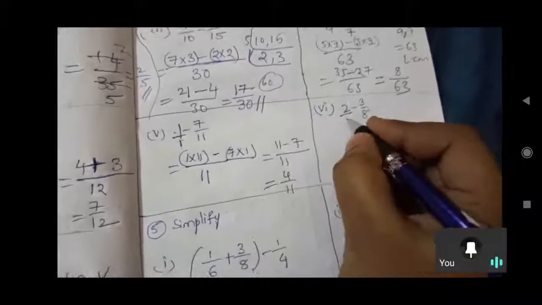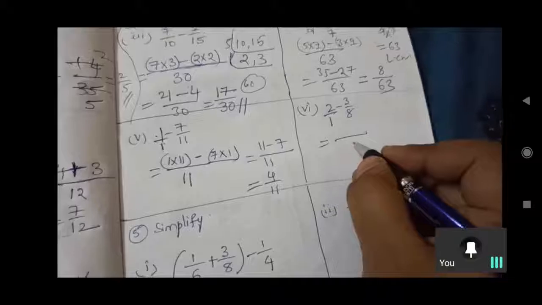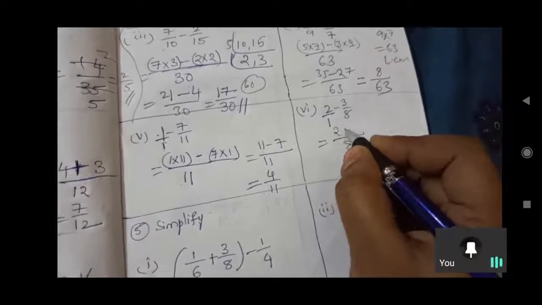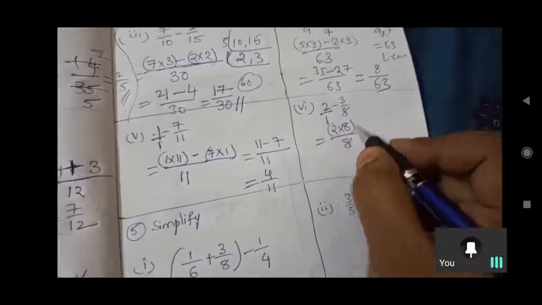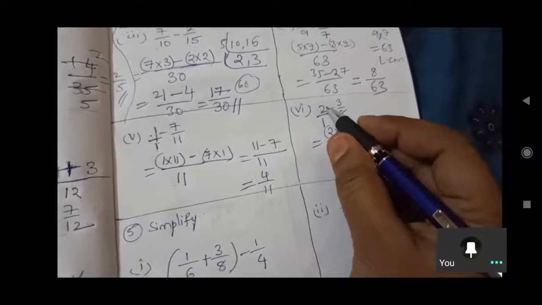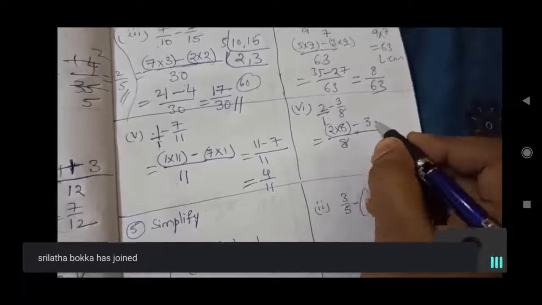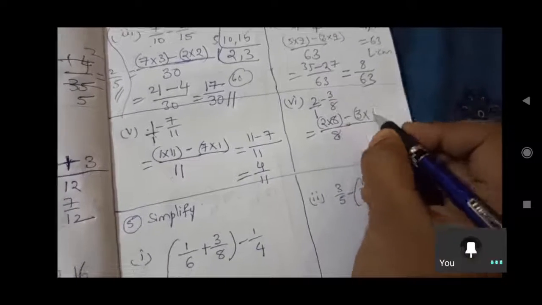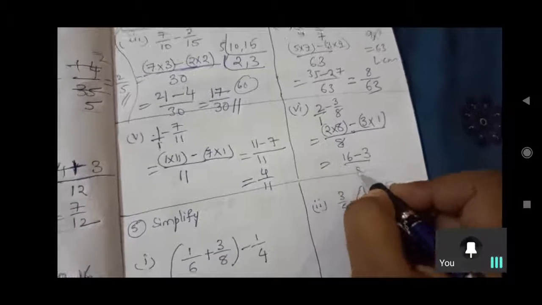Here also like that, Nana. 1 you should take in the denominator. 8 comma 1, LCM is 8, and 2 into 8 because here 1 should multiply to get 8. 8 you should multiply in the numerator part. And 3 into 1, here 8 you should multiply, and 8 twos are 16 minus 3 by 8.